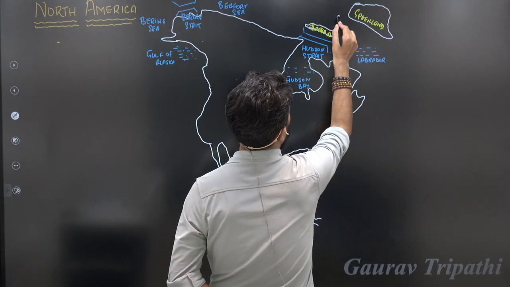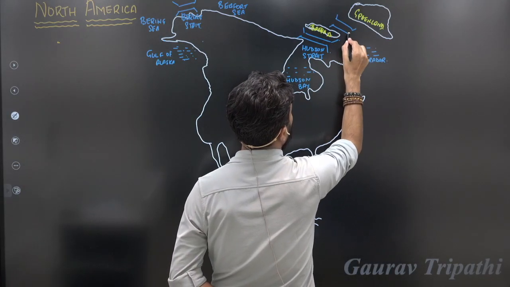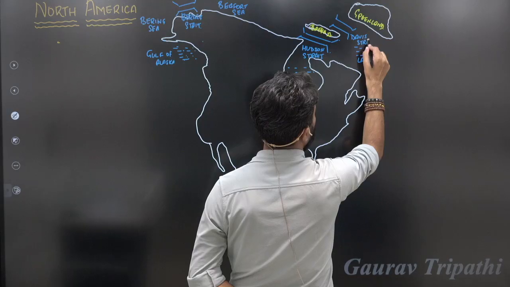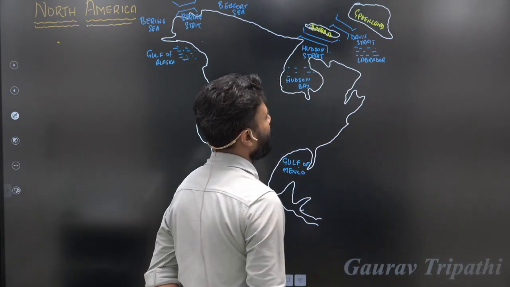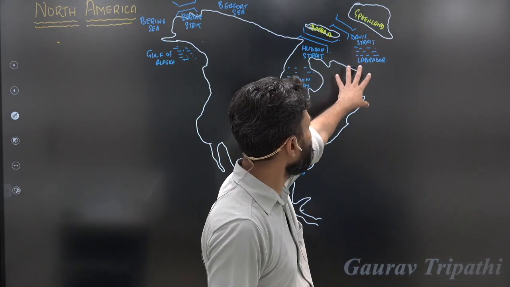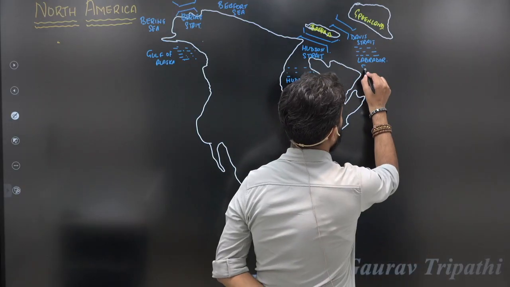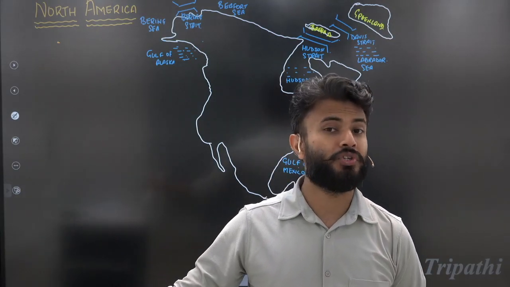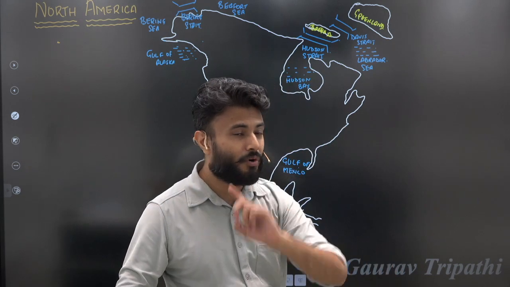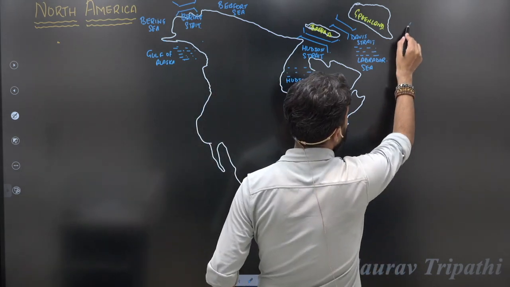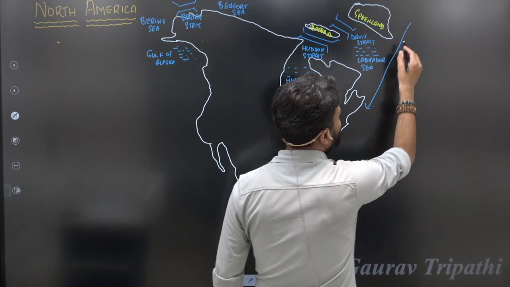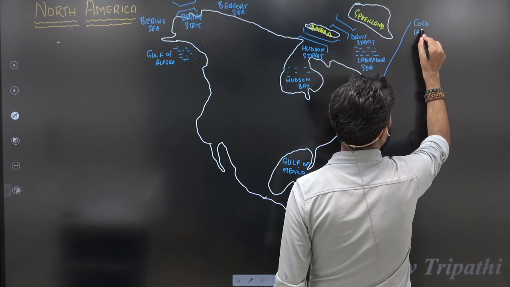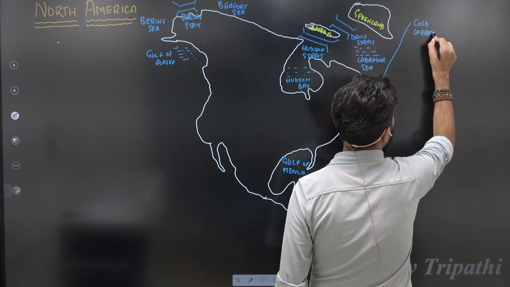And here we are having Davis Strait. Very important strait, especially for prelims examination. And here we are having Labrador Sea. If you have a certain basic understanding of ocean currents, we have a very important ocean current which moves in this direction. And this is basically a cold ocean current by the name of Labrador current.